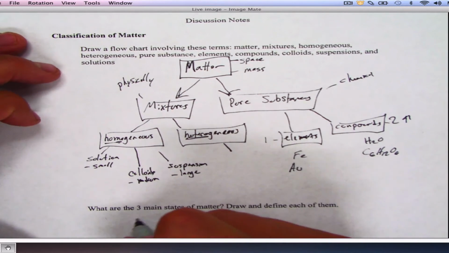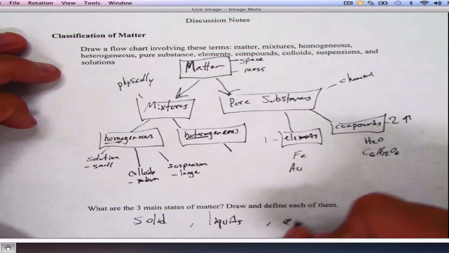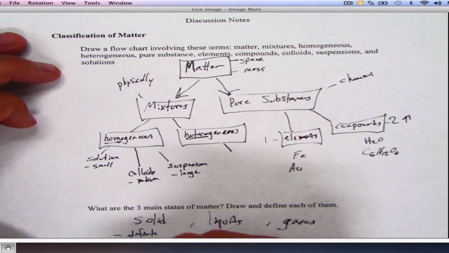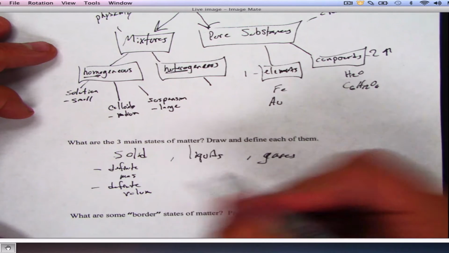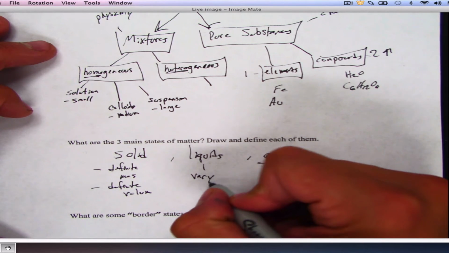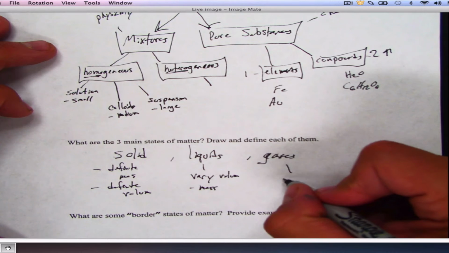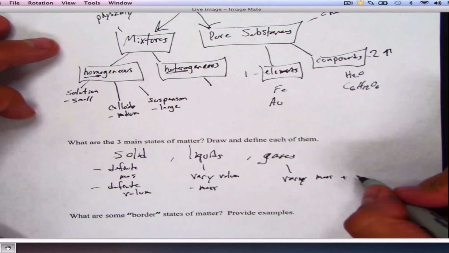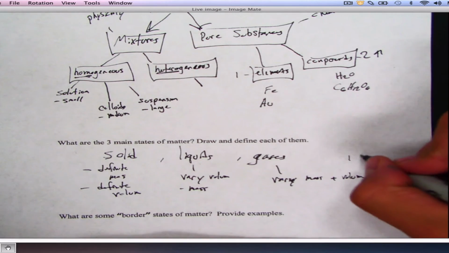There are three main states of matter: solids, liquids, and gases. Solids have definite mass and definite volume. Liquids vary in volume, but they have mass. And gases vary with both, so they vary in mass and volume. You will run into another one, we'll talk more about it, and that's plasma.